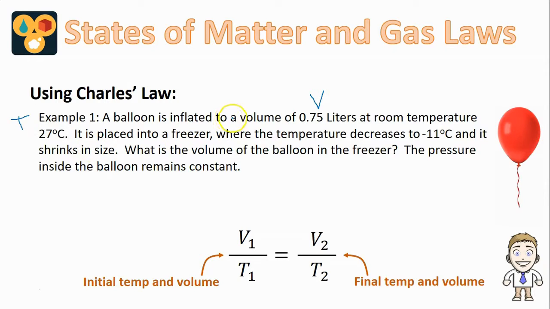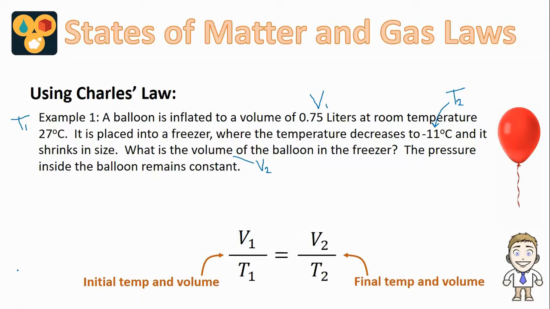It is placed into a freezer where the temperature decreases to -11. Okay, so here's a temperature, and it's decreasing to that, so that must be my T2, which confirms my original thought. Those are the T1 and the V1. The question says then, what is the volume of the balloon? So I'm solving for V2 when it goes into that freezer. Also notice the pressure inside the balloon remains constant. We need that to be true in order to use Charles' Law.